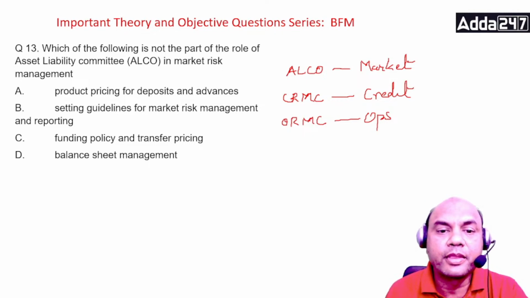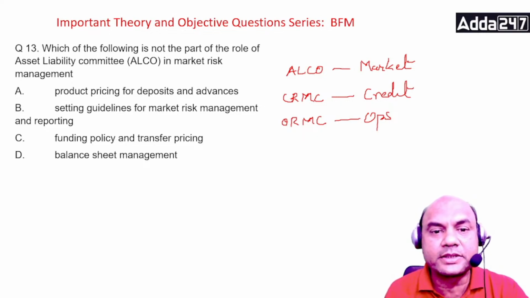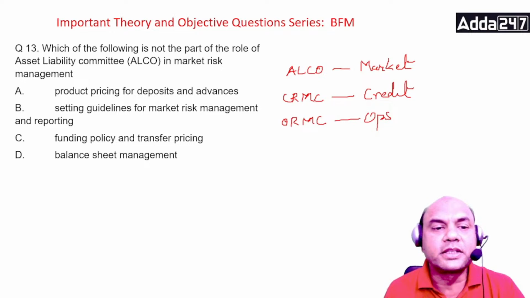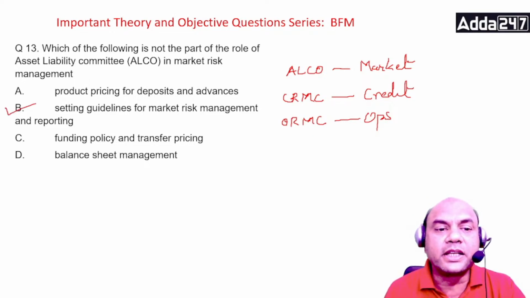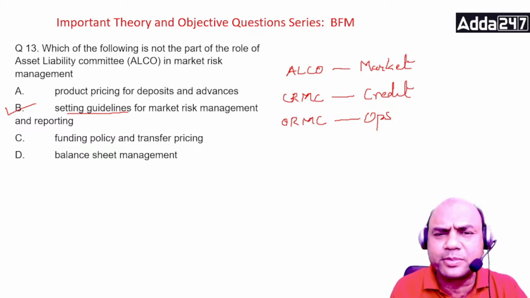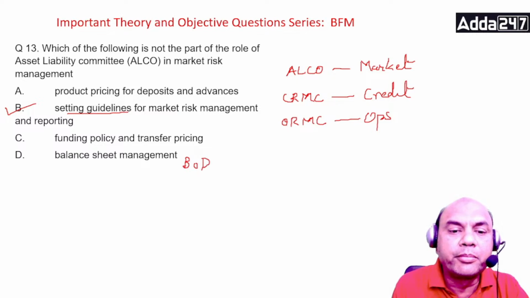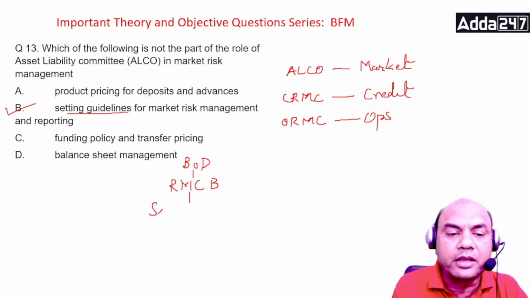What do you think should be the answer over here? The answer is, shall I give you? See this, the answer is this, B. Setting guidelines for market risk management and reporting. Here, setting guidelines is not the part of ALCO. Now let me explain. I have explained in earlier lectures also, but remember, the hierarchy is like this. First one is Board of Directors, BOD. Below this comes RMCB, Risk Management Committee to Board. Below this comes Senior Executives Committee.